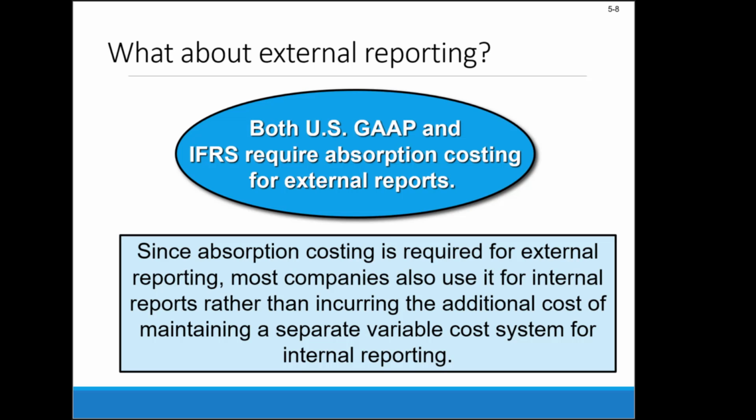Well, what about external reporting? So US GAAP and the International Financial Reporting Standards do require firms to use absorption costing for external reports. So given that, a lot of companies do use it for internal reporting as well, rather than sort of keeping two sets of books or two types of reporting. So just for consistency purposes, to eliminate internal confusion, firms might use absorption costing for everything.